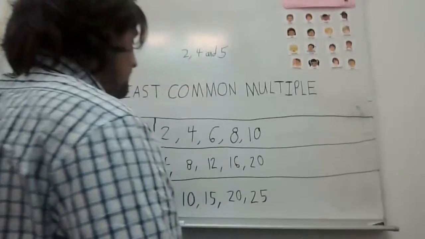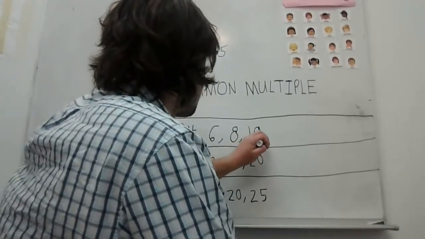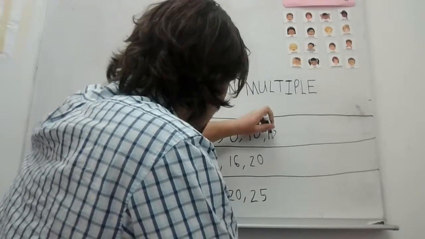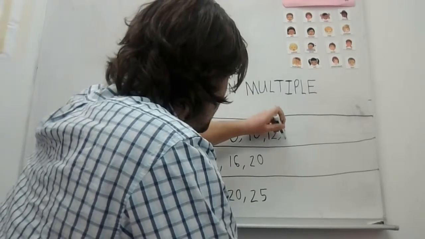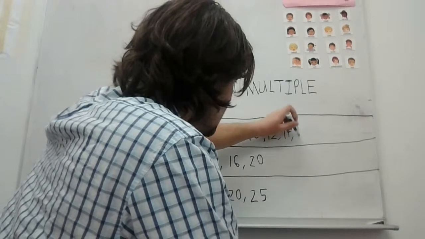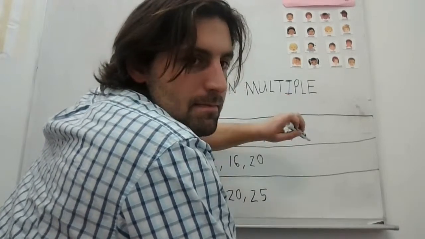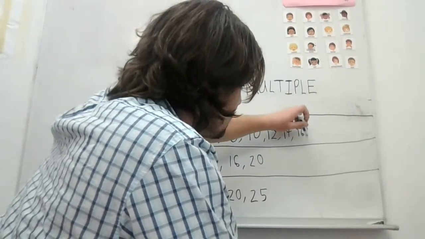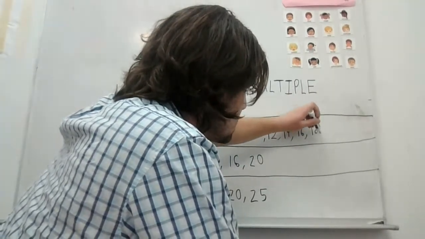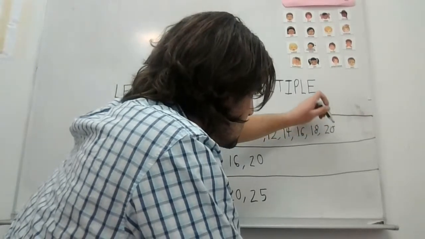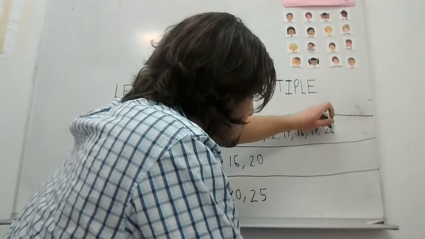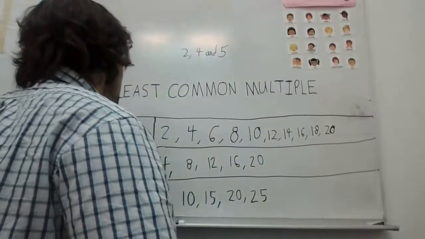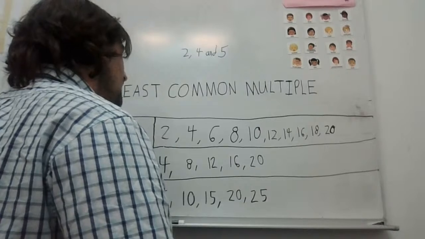So I'm going to make 5 more multiples, and we'll see if we have a common multiple here. All right. So 5 more multiples for the number 2. 12, 14, 16, 18, 20. All right. So I just made 5 more multiples for 2.